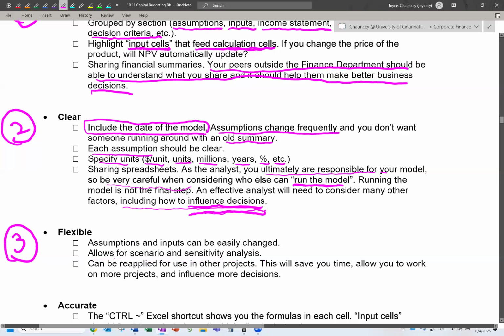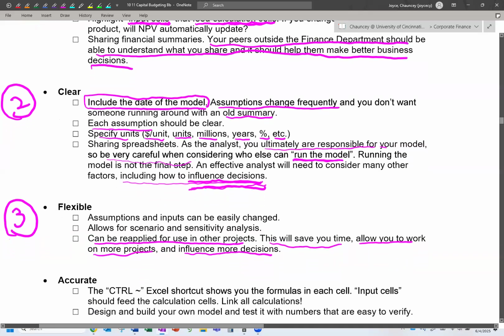So this can be reapplied for use in other projects too. If it's flexible, it'll save you time. You don't have to set up all these formulas. You set them up once, you've checked that they're accurate. This allows you to work on more projects and then thereby influencing more decisions. If you're in front of more people and influencing more decisions, your career will go much faster.